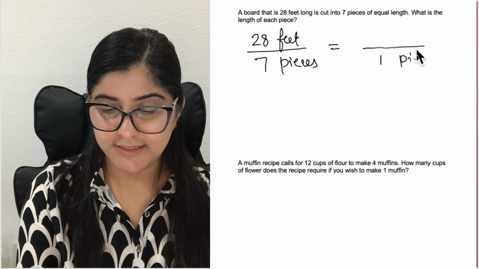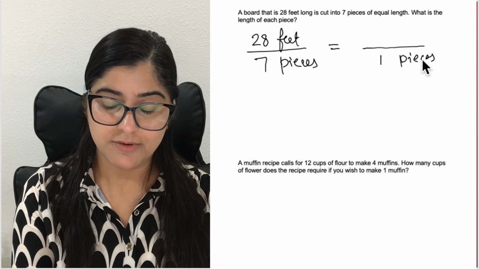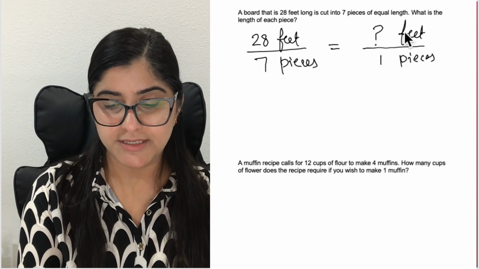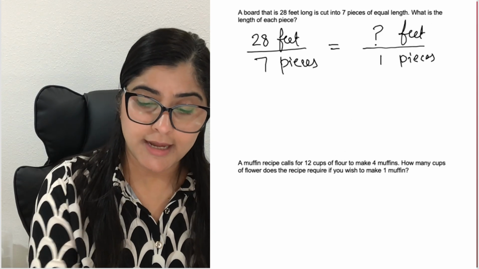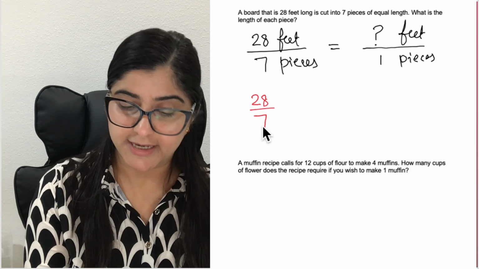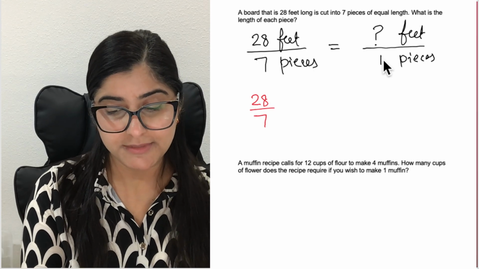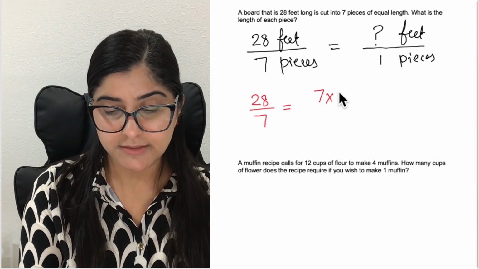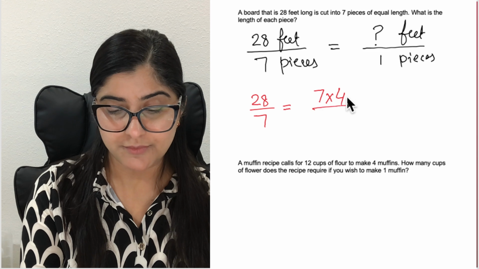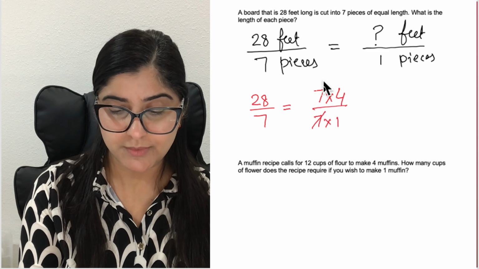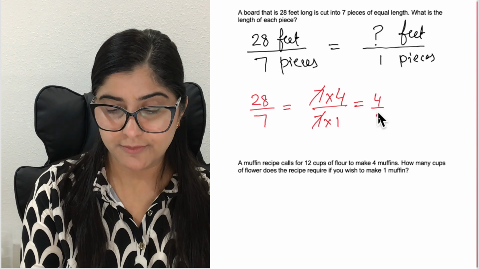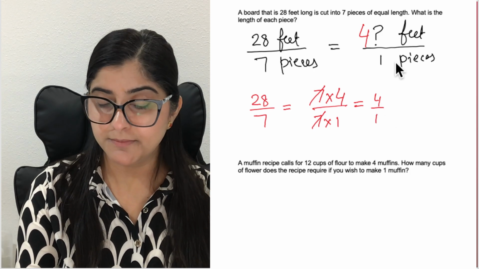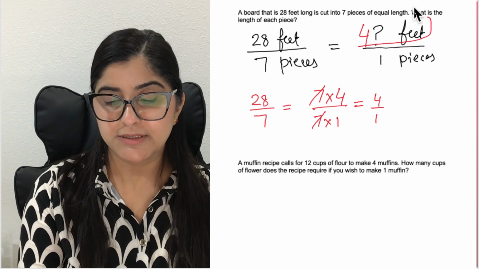If in the denominator we are writing pieces, and we want to find the length of one piece, it will be in feet because the numerator units are feet. Now can you simplify this fraction? We need 1 in the denominator. So there is a common multiple 7 in both the numerator and denominator. 28 can be written as 7 times 4, and 7 can be written as 7 times 1. We cancel the common factor and get 4 over 1. So each piece will be 4 feet long. This is the solution.